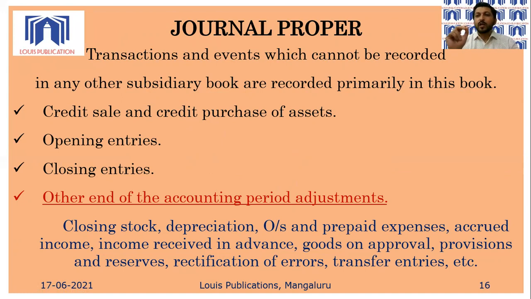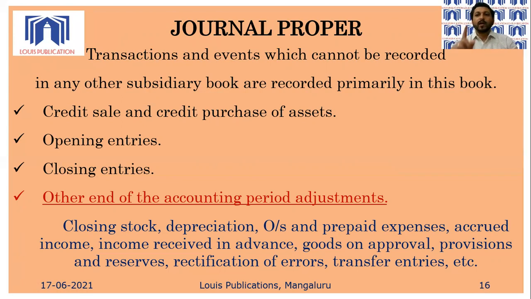Now I'm letting out an important information. Why is journal proper called journal proper? There are two reasons. One very important reason is the format of journal proper is same as that of journal. Meaning to say, you will have the date column, you will have the particulars column, you will have the ledger folio column, you will have the debit amount column and the credit amount column. So one reason is the format of journal proper is same as that of a journal.